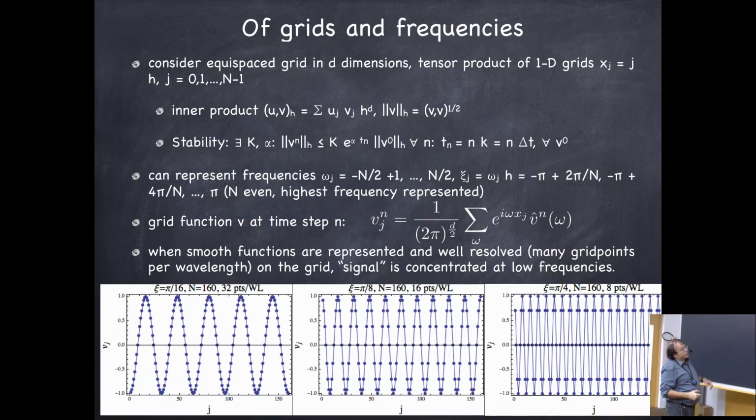Then you want to define a few things, like for example inner products between your functions, and we had the definition of stability. We had it yesterday. So the norm of the solution at time step n is bounded by the initial data. This is just repeating what we had.